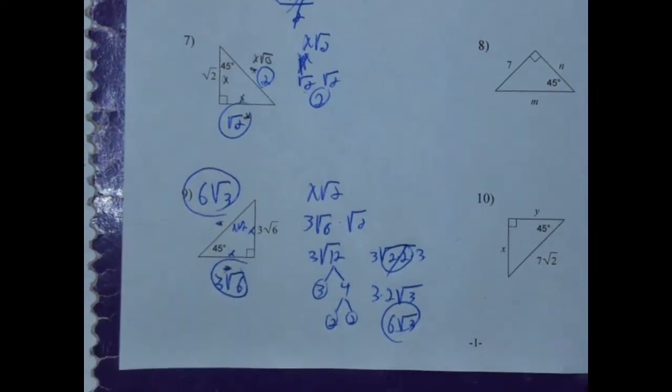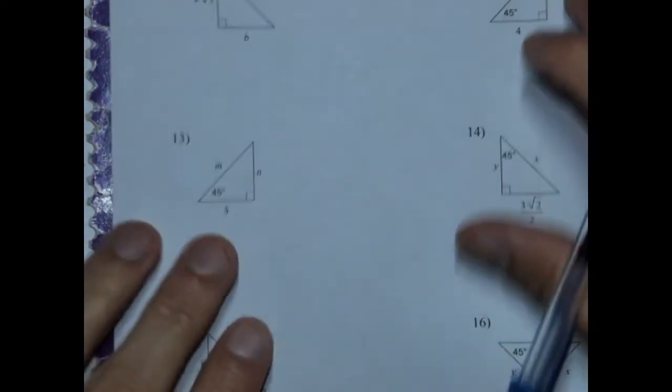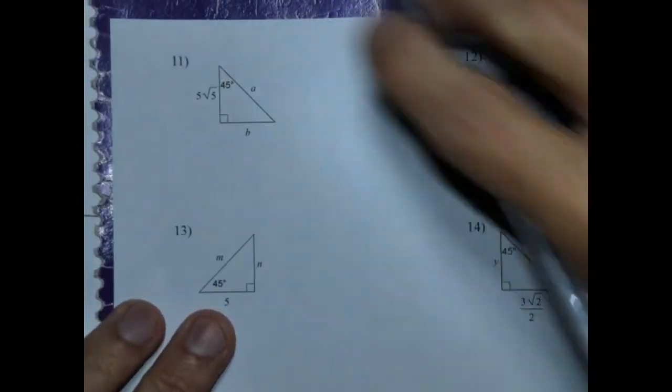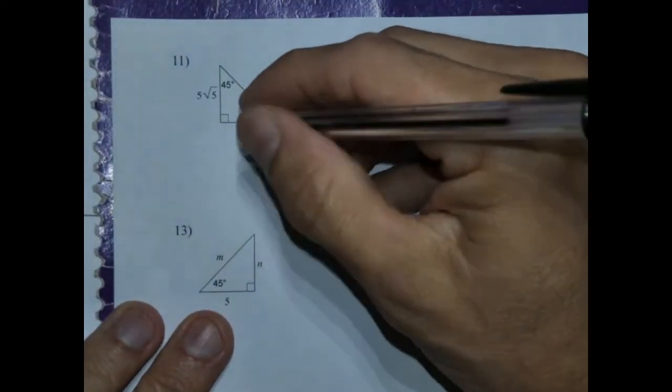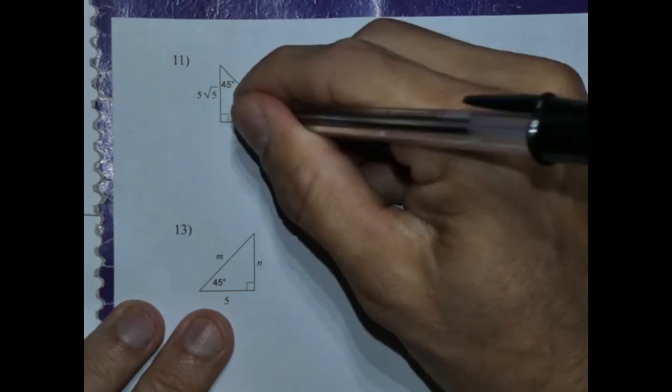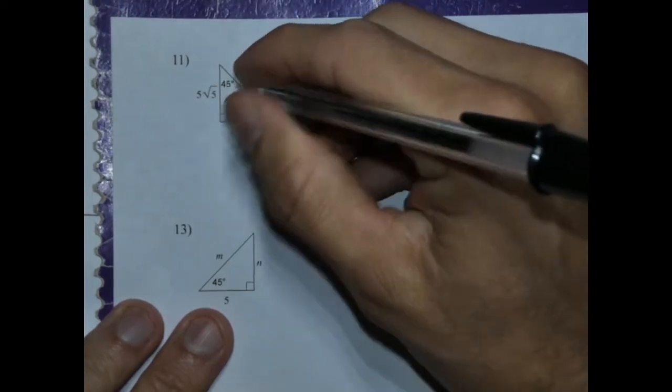Okay, let's look at the back side. So we get rid of our variables here, so we have x, x, and x radical 2.